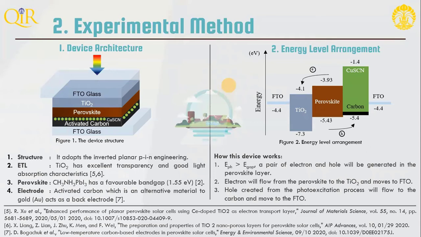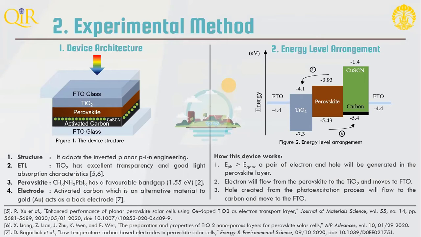And the third one is perovskite. Due to iodine-based perovskite having a favorable band gap, which is 1.55 electron volt, we use this perovskite as an active material. And the last one is electrode. We use activated carbon, which is an alternative material to gold, and it acts as a back electrode.